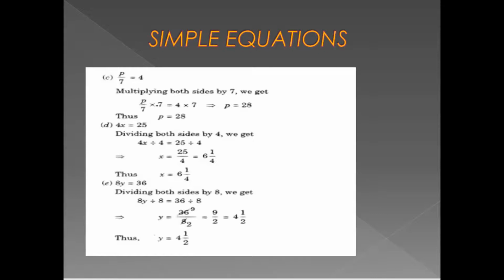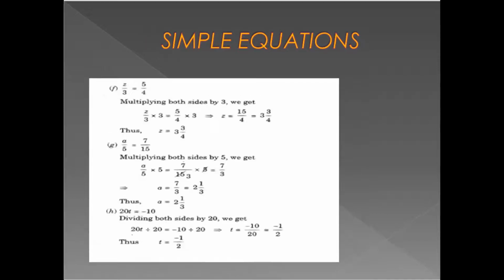Moving to C part. P by 7 equal to 4. Multiplying both the sides by 7, we'll get P by 7 into 7 is equal to 4 into 7. That is P is equal to 28. You can solve D and E parts in a similar way. Then moving to F part, Z by 3 is equal to 5 by 4.